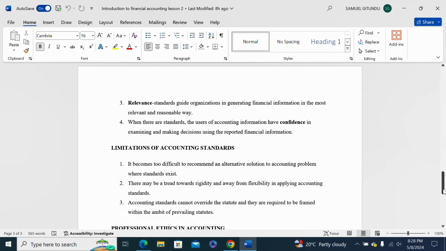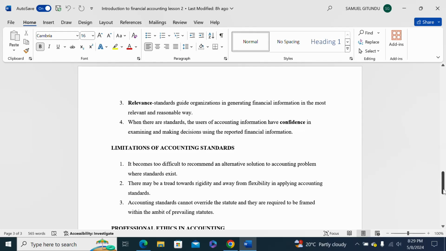So even if there's a problem in the way the standard has prescribed the treatment of that transaction, it becomes too difficult to change that. Then the other limitation is that accounting standards cannot override the statute, and they are required to be framed within the ambit of prevailing statutes.